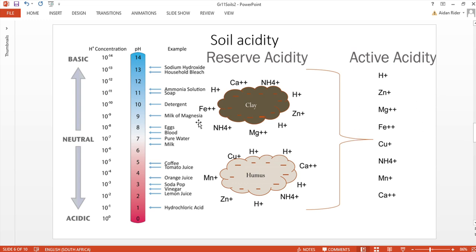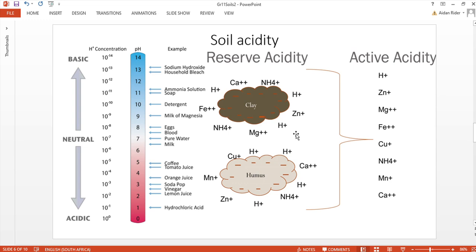Your reserve acidity are those cations that are adsorbed by clay particles and humus particles, so your soil particles. They are close to the surface and they can't easily be absorbed by plants. They are highly attracted, as we mentioned in the previous video, to these soil particles, and it's hard for them to leave, attracted like a magnet, positive particles to the negative particles. So they are physically attached to these soil particles.